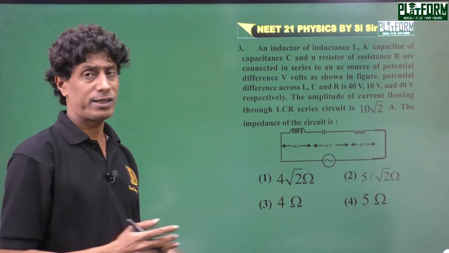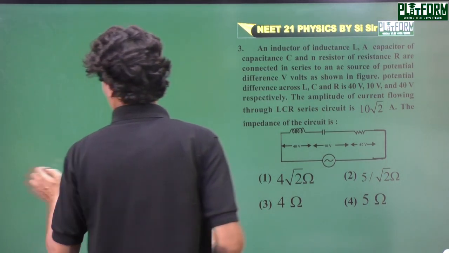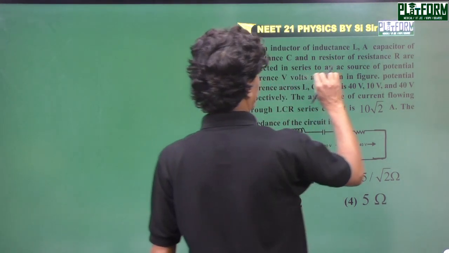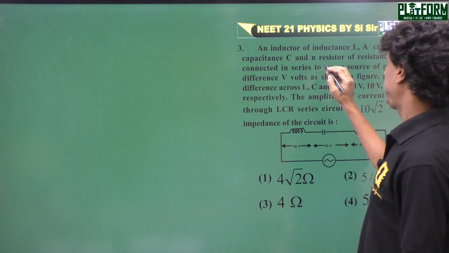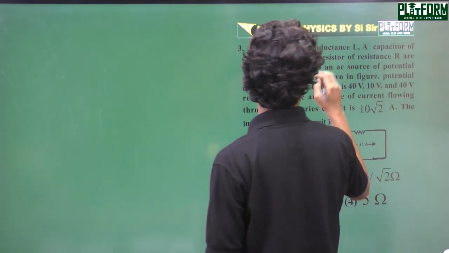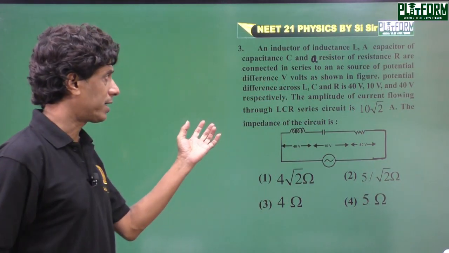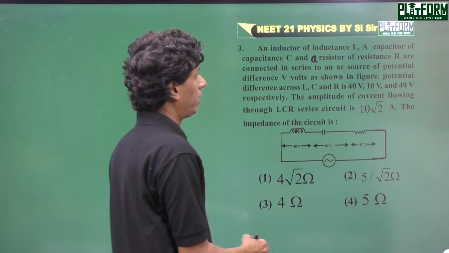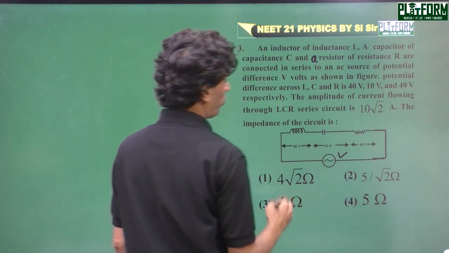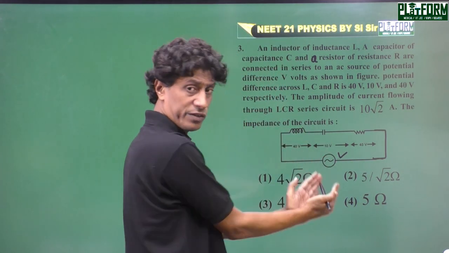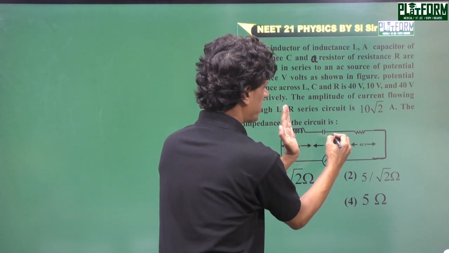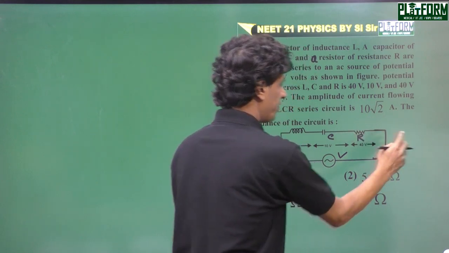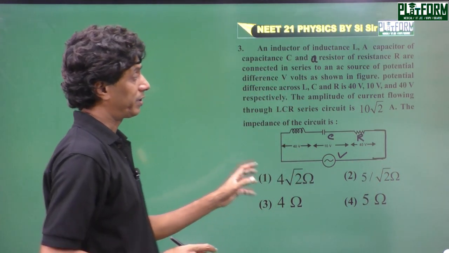An inductor of inductance L, a capacitor of capacitance C, and a resistor of resistance R are connected in series to an AC source of potential V. Potential across inductor is given as 40 volt, potential across capacitor is given as 10 volt, and potential across resistor is given as 40 volt, as per the diagram given in the problem.